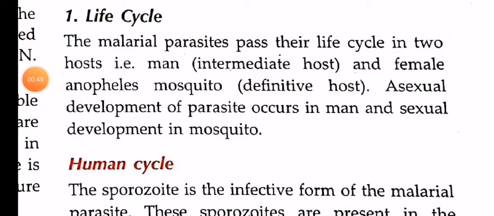Life cycle. The malarial parasites pass their life cycle in 2 hosts, that is man, which is the intermediate host, and the female Anopheles mosquito, the definitive host. Asexual development of parasite occurs in man and sexual development in mosquito.